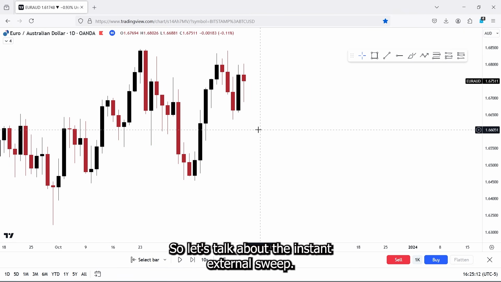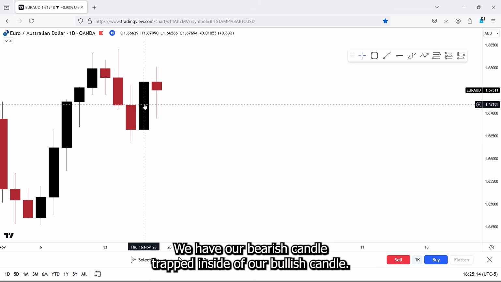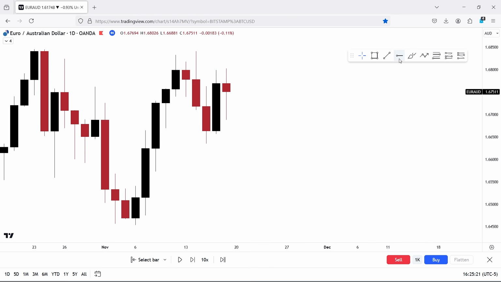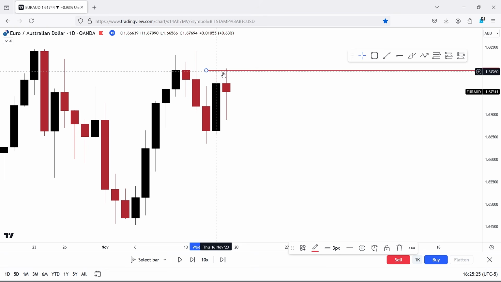So let's talk about the instant external sweep. So what do we have here? We have our bearish candle trapped inside of our bullish candle, and we have our bias, which we'll cover in a second. An extremely important topic that a lot of gurus leave out. So you have your liquidity sweep here. This is where the liquidity was swept, and this is the bottom of the range.